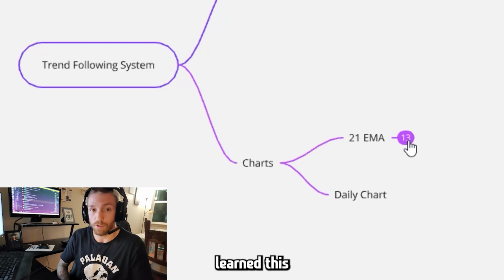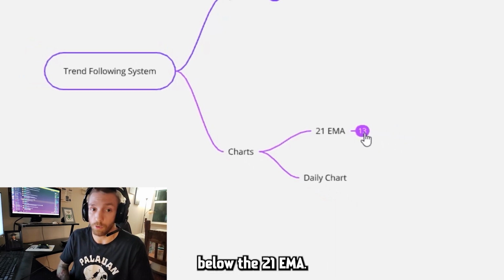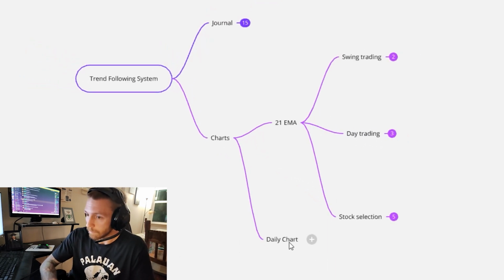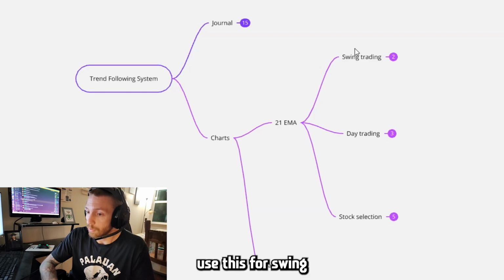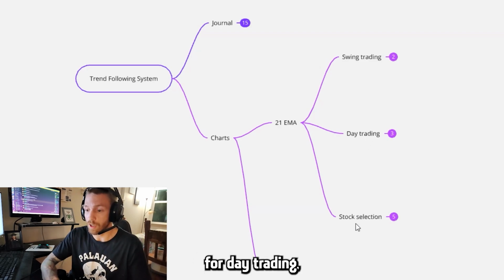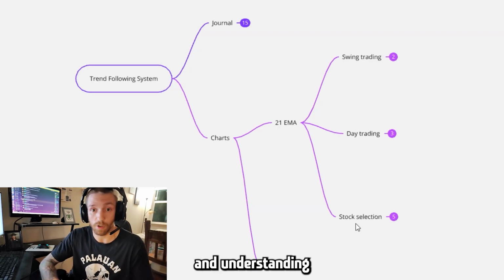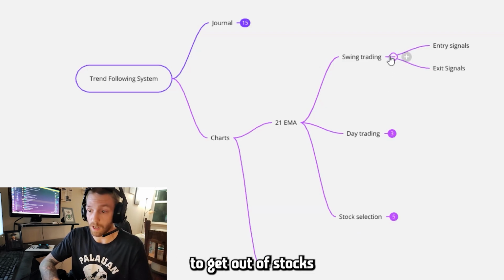I originally learned this from William O'Neil and Jim Roppel. Jim Roppel has a saying: no good things happen below the 21 EMA. So we're going to be able to use this for swing trading, for day trading, and for stock selection, and understanding when to get in and when to get out of stocks.